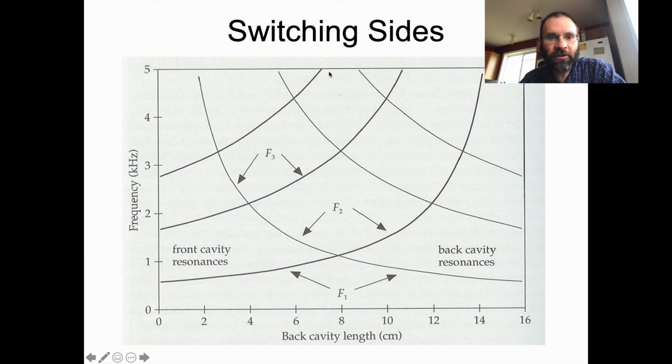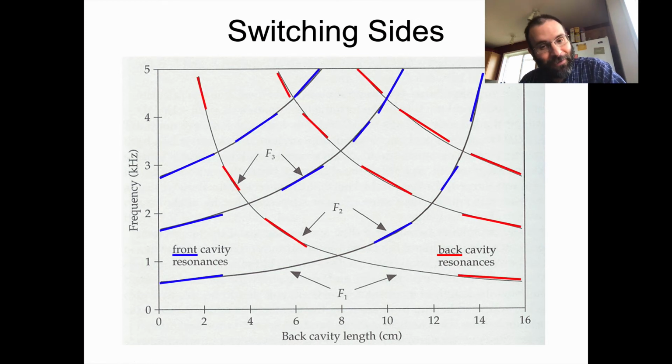So these lines are supposed to show you the front cavity resonances as the back cavity length changes, and these are supposed to show you the back cavity resonances. I feel like this is not the clearest representation of what's going on, so I've jazzed it up with some amazing graphics, which I'm about to show to you now. They look like this, which maybe makes things clearer. But this is basically saying that these lines in blue are showing you F1, F2, and F3 for just the front cavity alone.